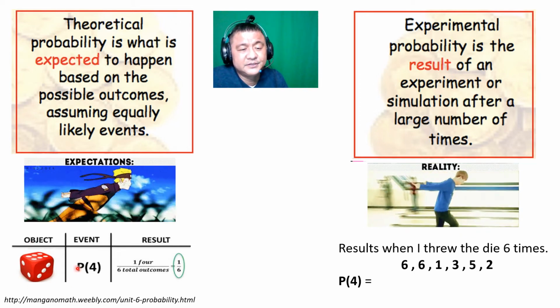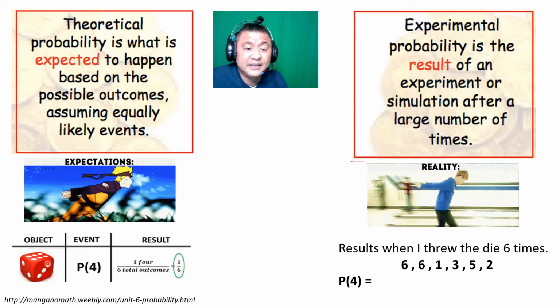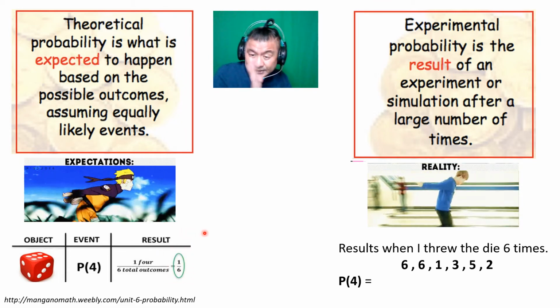Like the probability of getting 4 if you throw a die. So how many fours are there in this one? You can only get 1 four out of 6 possible outcomes. So 1 over 6. So you can say less likely. Okay, that's a theoretical probability.